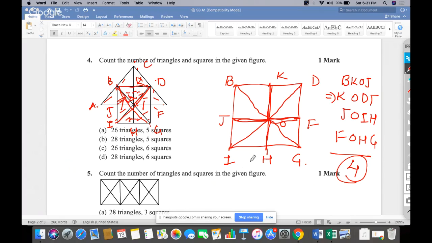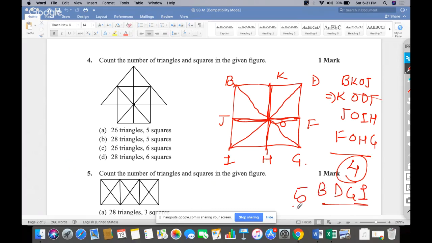The other square which is difficult to find out over here is, try to understand. If you look at here, if I remove everything here, one square is BDGI, which is visible here. So most of the people will write 5 squares.